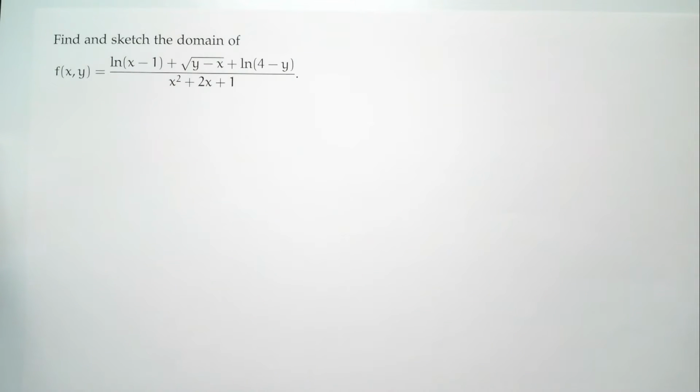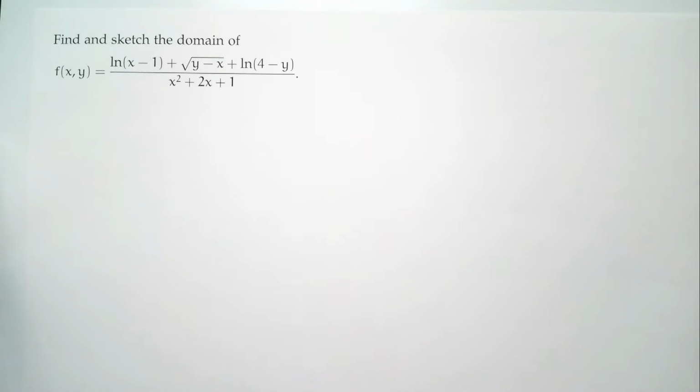Find and sketch the domain of the following. F of x, y is log of x minus 1 plus the square root of y minus x plus the natural log of 4 minus y, all divided by x squared plus 2x plus 1.